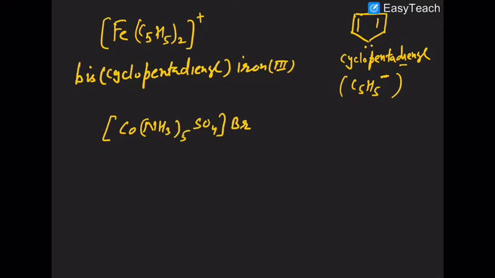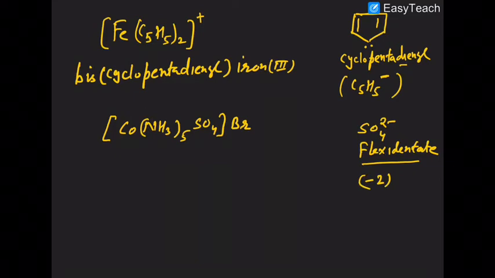Now here also you have a very interesting case. Sulfate is the ligand here. Sulfate is known as a flexidentate ligand. It is called a flexidentate ligand because it carries a charge of -2, but it may form either one coordinate bond or two coordinate bonds. Here in this case it is only forming one coordinate bond, but carries a charge of -2.